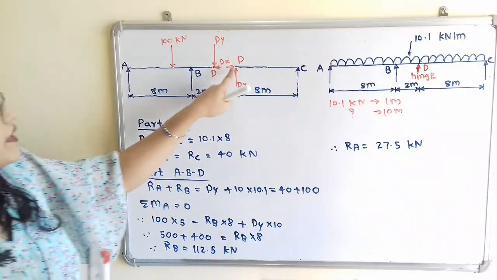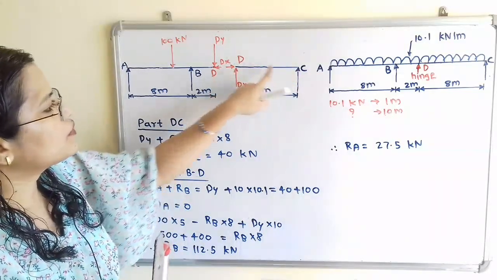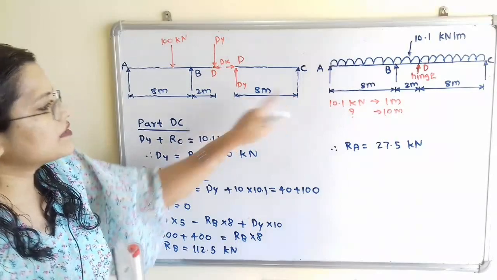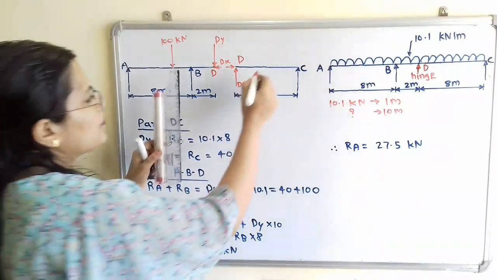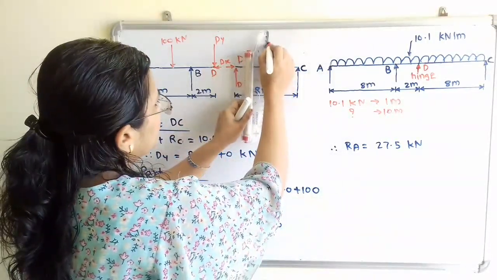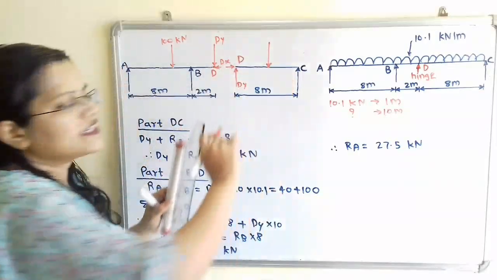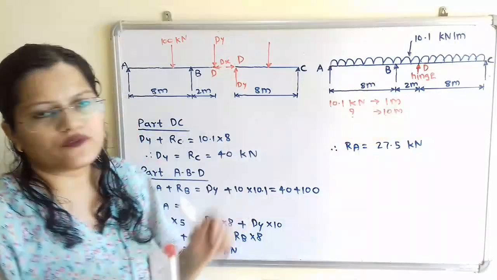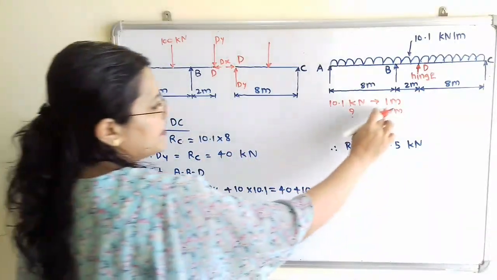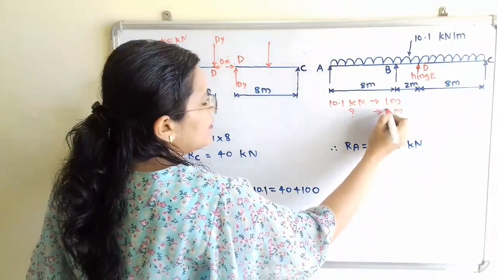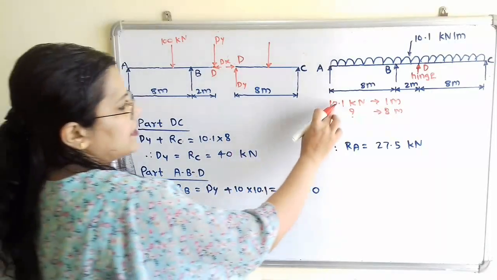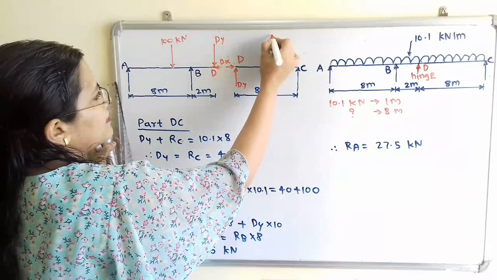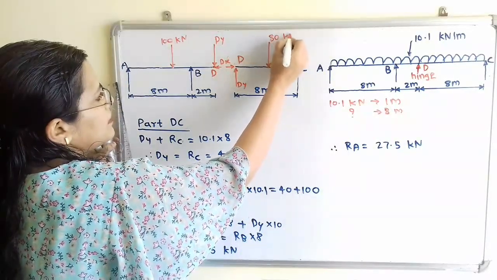Now in the same way we have to mention the uniformly distributed load for the second part DC. So here total length is 8 meters, so middle point is at 4 meters. Now how to calculate the total load? So it is 10.1 kilonewton for 1 meter and total length is 8 meters. So for 8 meters, how to calculate this? That is 80 divided by 1. So we have to take here as 80 kilonewton.